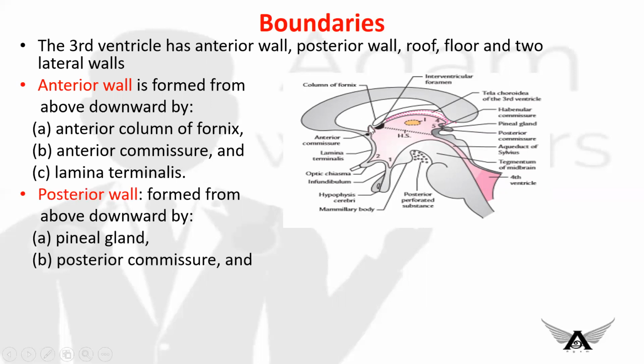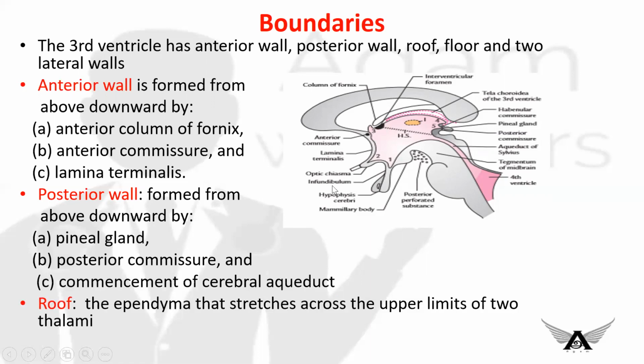So this is the third ventricle. This is the anterior commissure. You can see this here. This is the anterior column of fornix and the lamina terminalis. So this is the anterior wall formed from above downward by the anterior column of fornix, the anterior commissure, and the lamina terminalis.